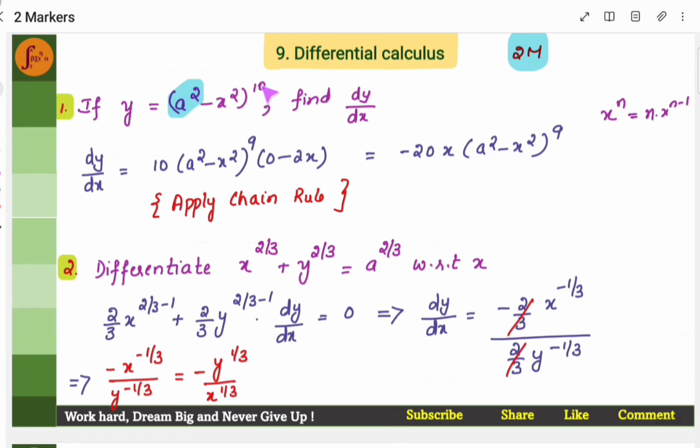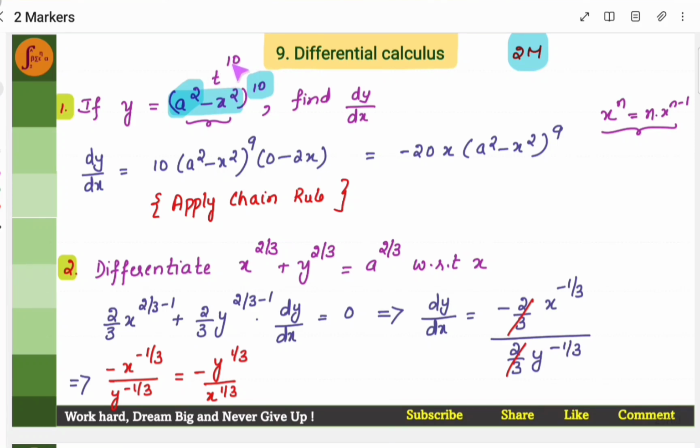Here you'll have to use the chain rule because there are two functions: one is this power itself and the other is this entire expression. So first try to solve the power. You have power as 10. You assume that this entire expression is one variable. You can assume this entire thing is t, so it will be t to the power 10. What is the derivative of t to the power 10? You have to use this formula.